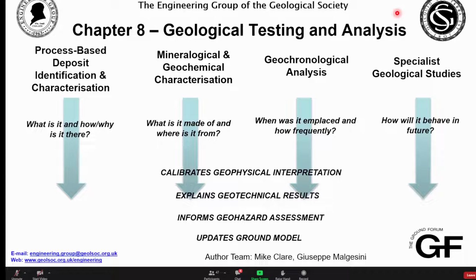So maybe it's had a variable or complicated loading history. To inform the geohazard assessment, so maybe we need to understand information on frequency and magnitude of events. We want to understand the provenance or the source of different mass flow deposits, and so the geochemistry of the deposits will help, but ultimately to update and provide extra confidence in the ground model.